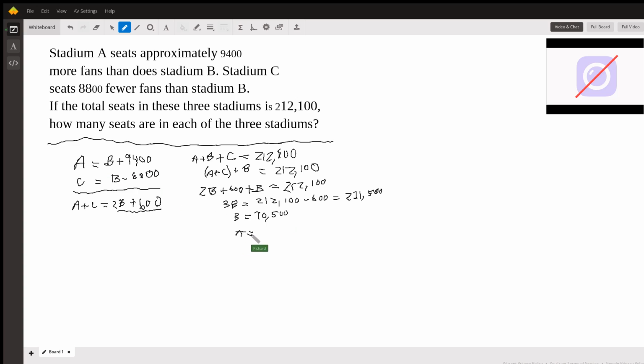Now we know from up here, I'm just going to copy this equation. A is equal to B plus 9,400. Sorry, I'm having a little trouble with controlling my pencil. So that's 70,500 plus 9,400, and that is equal to 79,900.